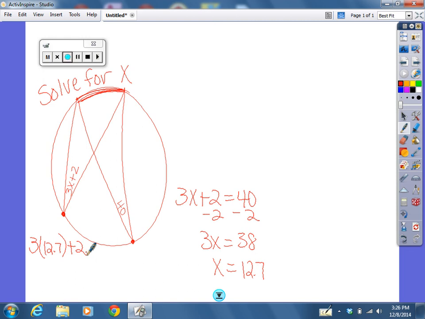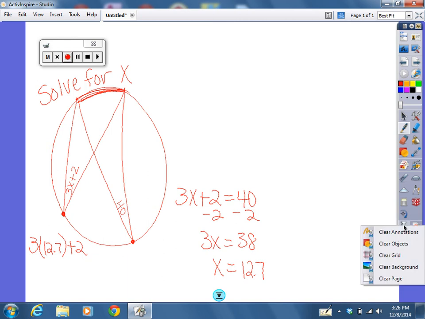So when I'm doing these kinds of problems, I can check my work and make sure that it gives you 40. It actually gives you 40.1. It's because I rounded. So that's okay. All right, so that's inscribed angles. We had a whole sheet on inscribed angles.